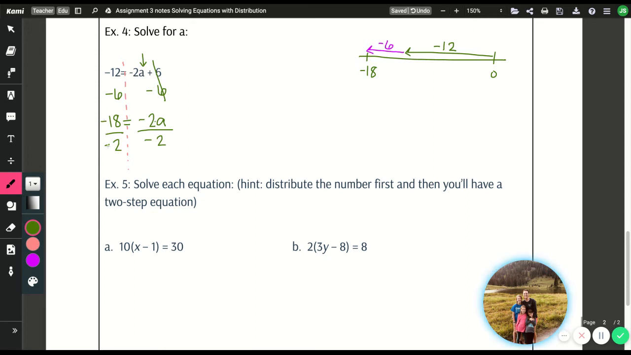Negative divided by negative is positive. 18 divided by 2 is 9. And then these 2's, 2 divided by 2 is 1, so that's just a 1a. So we get a equals 9.